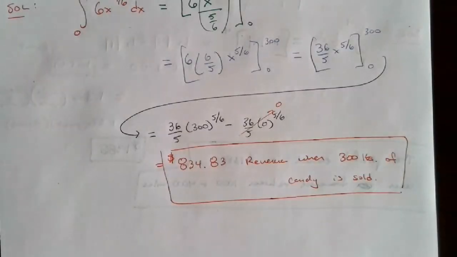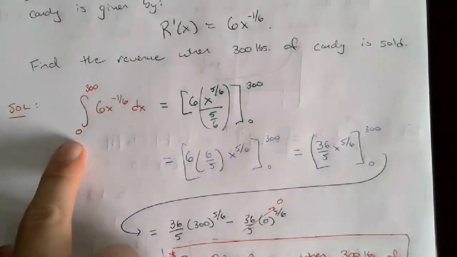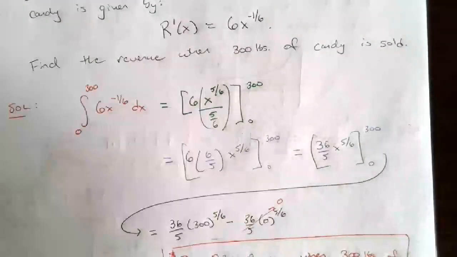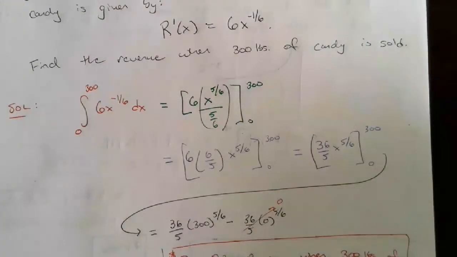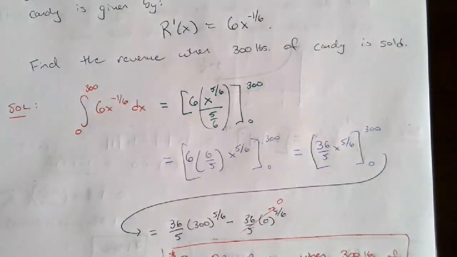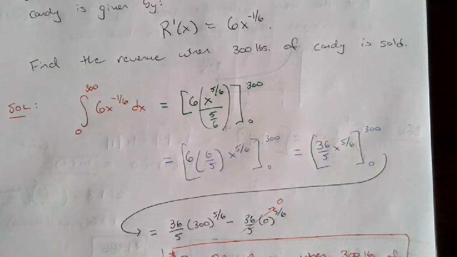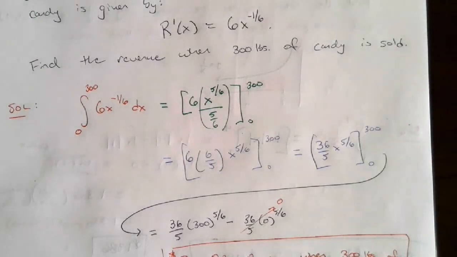But they could ask you a question like, find the revenue earned between when 100 pounds and 300 pounds of candy is sold. If they asked you something like that, then you would change your lower limit from 0 to 100. It would change your answer. It would tell you how much of that revenue was earned between when you sold 100 and 300 pounds. Kind of similar to the last example where we were talking about the profit earned was between the 1,000 and the 4,000 miles traveled. So hopefully this gives you some good information on how to solve word problems using the definite integral. Remember, a definite integral represents the area under the curve if the curve is non-negative. Otherwise, it will represent the net change.